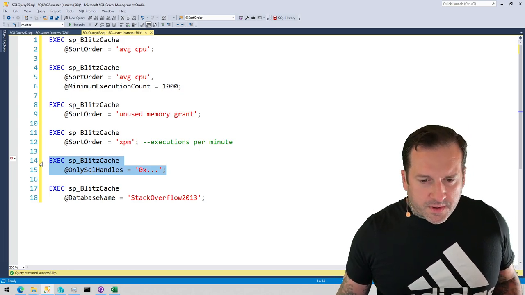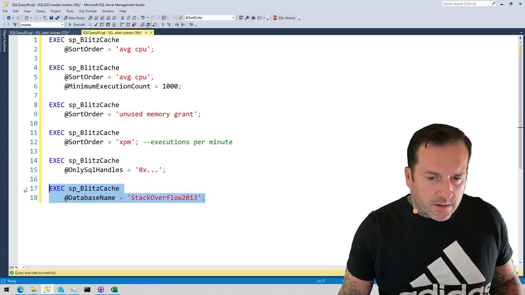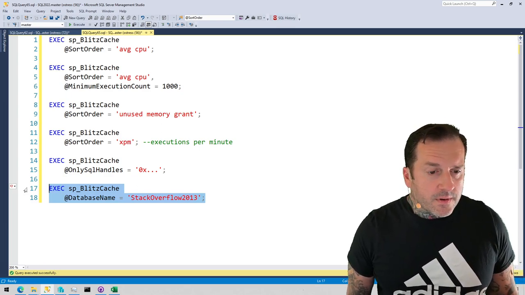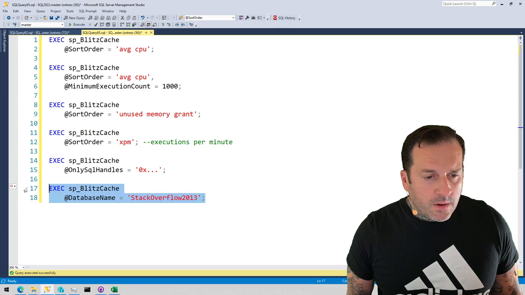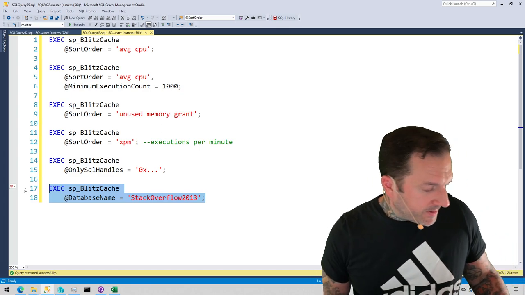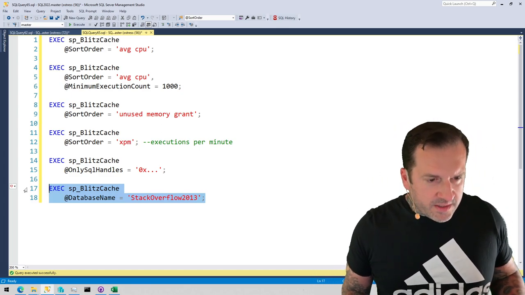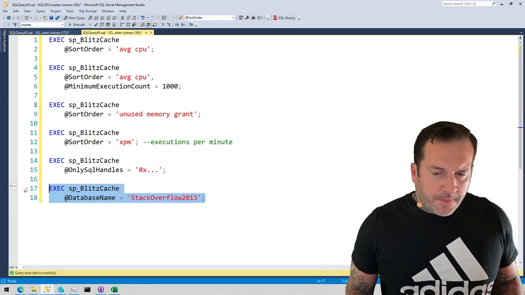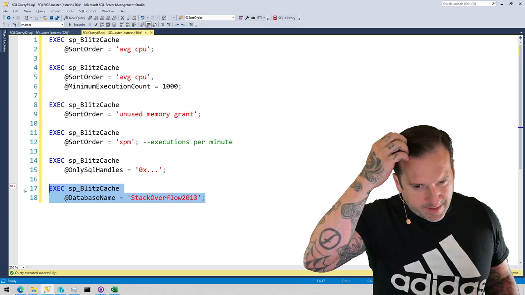And finally, of course, if you only care about plans from a database, then you can filter, zoom right into that one single database, and I don't know, have a long and fulfilling day of laughing at query plans. It's usually the stuff that I do with it. There are some other kind of interesting parameters too.